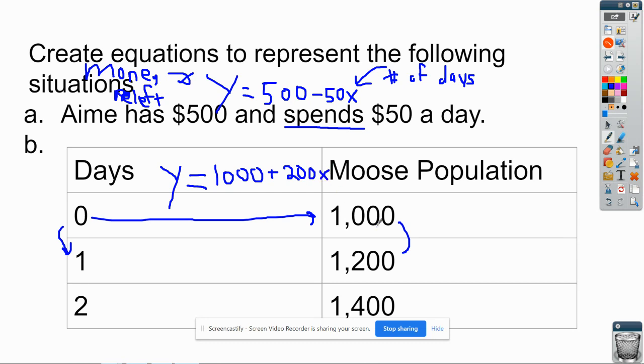Okay, same concept as last time. X is number of days. And Y is going to be your moose population. Okay, now I do want to make this point because this is something that people kind of get confused about. So some of y'all may be sitting at home and saying, well, I put Y equals 200x plus 1,000.